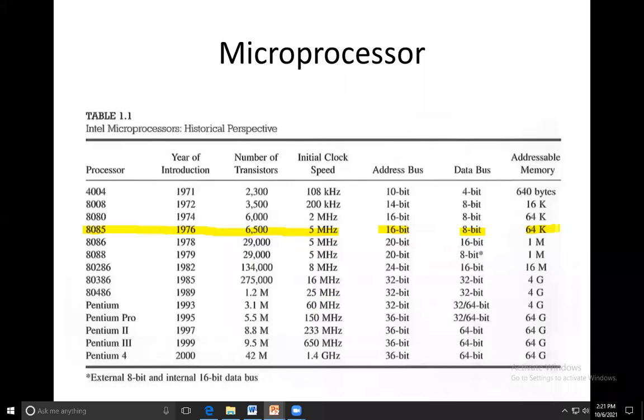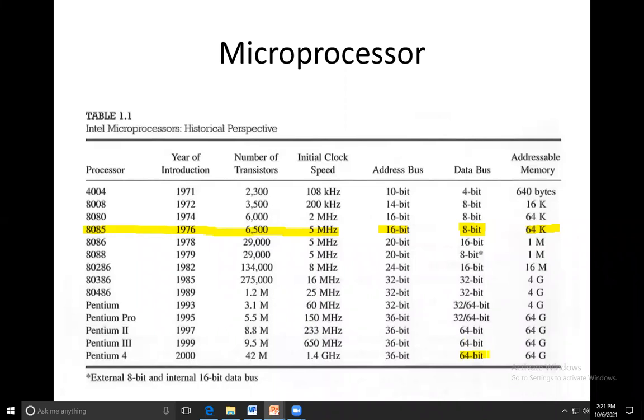If there is an online examination, you must remember how many address bus bits, how many data bus bits, and 64 kilobytes. The 8 bits is the size of your ALU. The size of the ALU defines the data bus. So it is an 8-bit data bus, and 64 kilobytes is the addressing memory. You only have to remember this. Then the differences: the data bus is 4-bit, 8-bit, 8-bit, and up to the Pentium you get a 64-bit data bus.